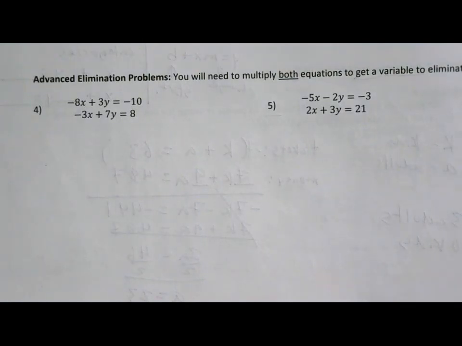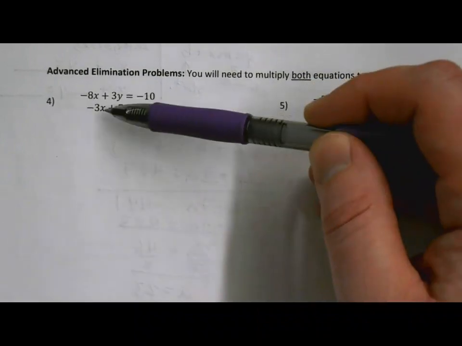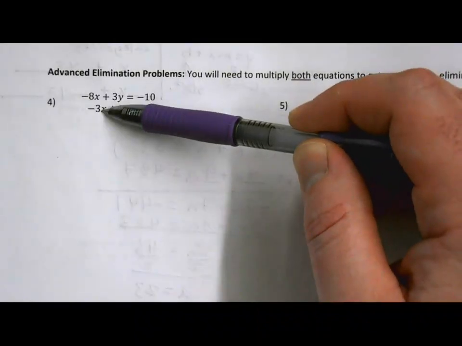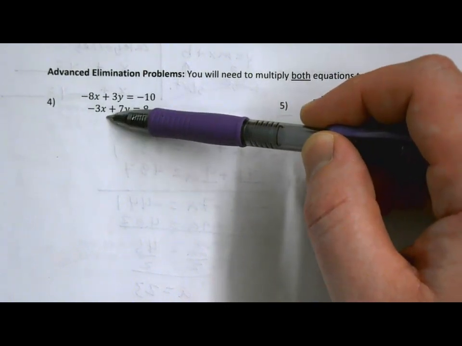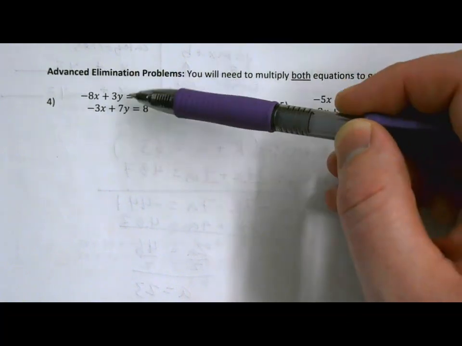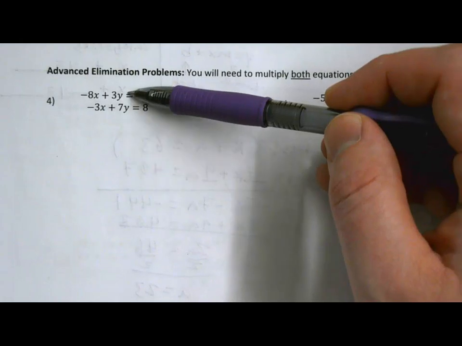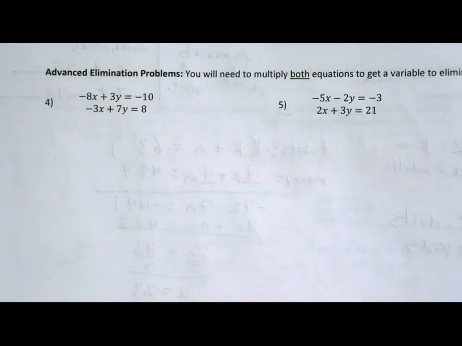So here's the deal. When I look at this equation, can you think of an easy way I can multiply this -3 to turn it into a +8 so it'll cancel with this? Does -3 multiply to give you a +8 without decimals or fractions? I'd say no. Oh, well then maybe the y's will work. Can you think of an easy way to turn this +3 into a -7? I can't think of that for either one. So does that mean we just can't do elimination?